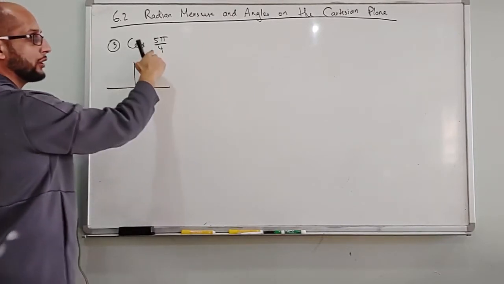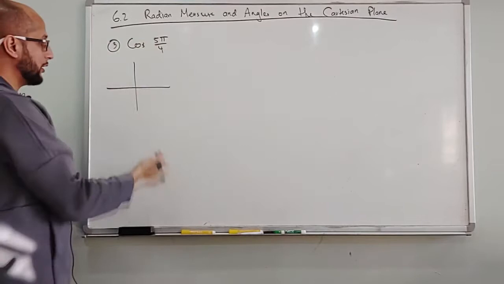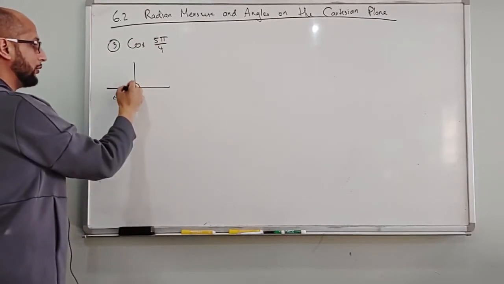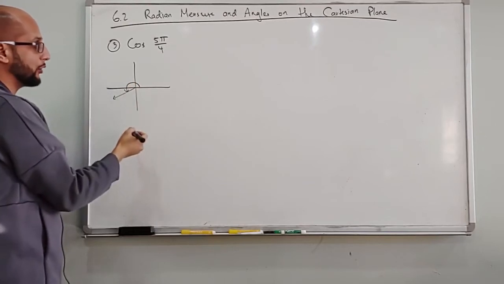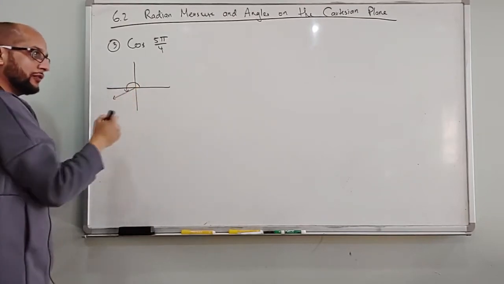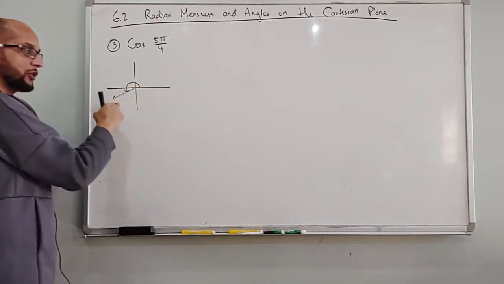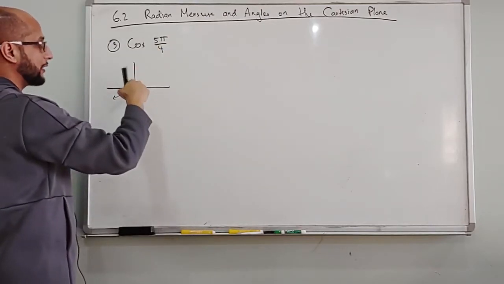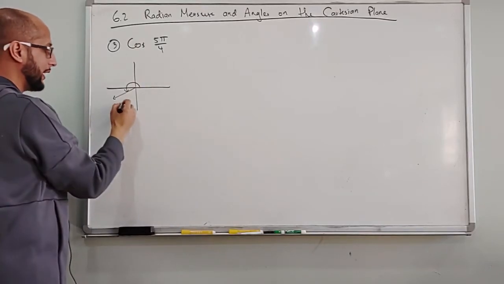5 pi over 4 is greater than pi, so it's going to be in quadrant 3, right? So this would be 5 pi over 4, but it's less than 3 pi over 2. So if it's greater than pi but less than 3 pi over 2, it's going to be in quadrant 3, and that means that cosine is negative.